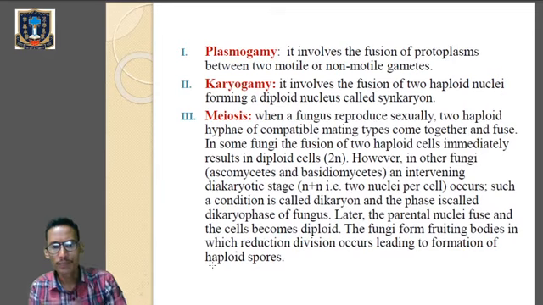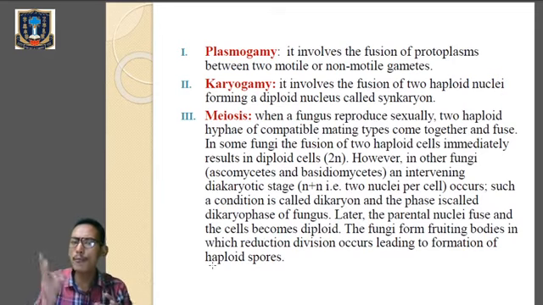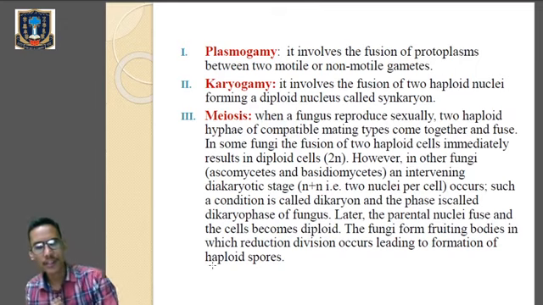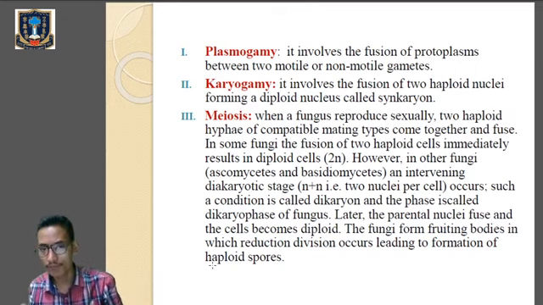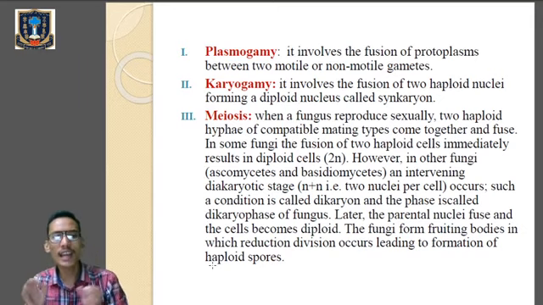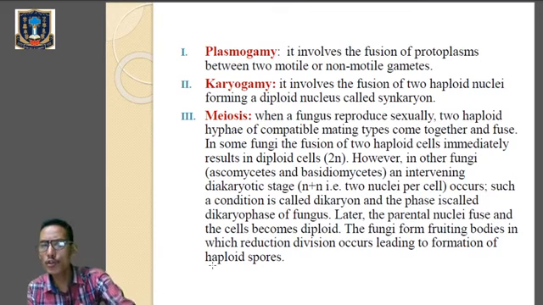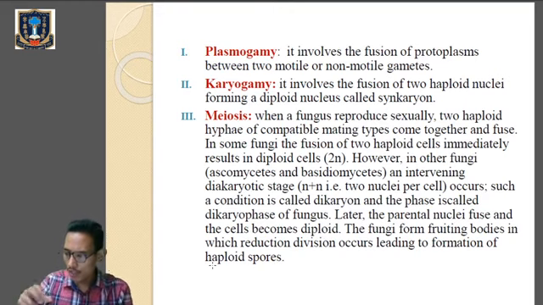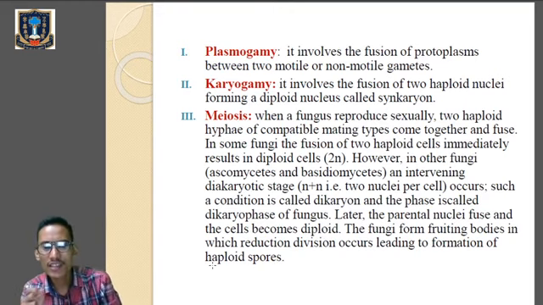Then what is karyogamy? Listen very carefully. Karyogamy involves the fusion of 2 haploid nuclei, forming a diploid nucleus. Plasmogamy is simply the fusion of protoplasm. Clear? Whereas karyogamy is the fusion of 2 haploid nuclei, which results in the formation of a diploid nucleus called the synkaryon. So don't get confused between plasmogamy and karyogamy. In plasmogamy, there is fusion of protoplasm between 2 motile or non-motile gametes. But in karyogamy, there is fusion of 2 haploid nuclei which produces the diploid nucleus called the synkaryon.